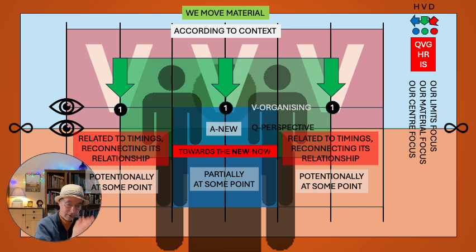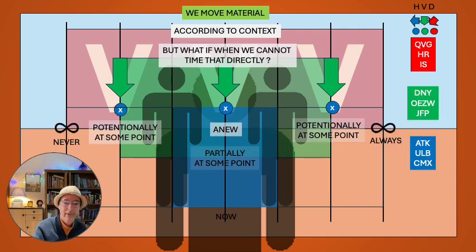So this first V is that, of course, potentially we have that relationship in context at some point. Some parts will come there at some point, and the last one, potentially, it will come, of course, at some point. We can have some variations there. It doesn't really matter. But what if we cannot also time that directly? If we don't see the context, that we can also time that.